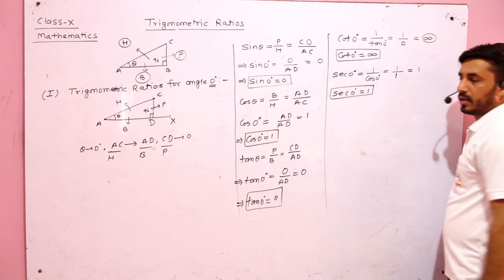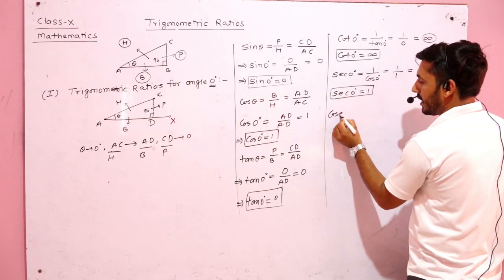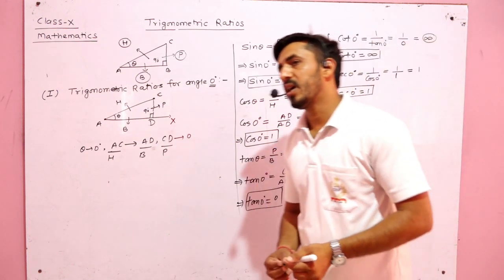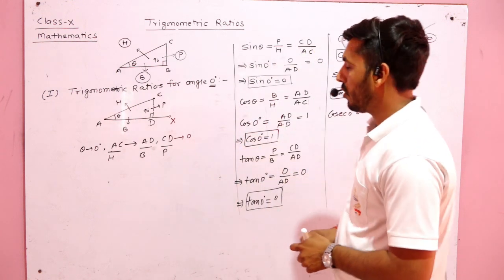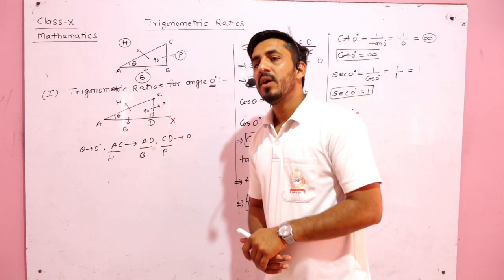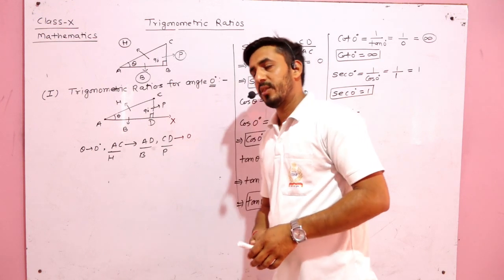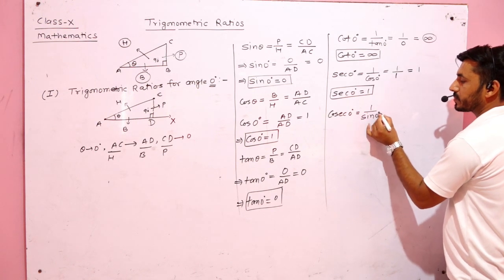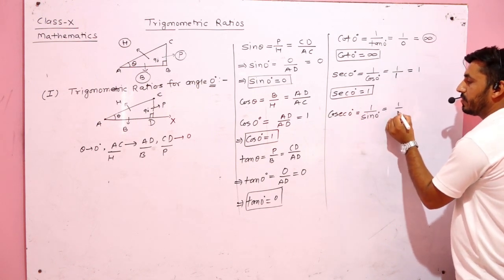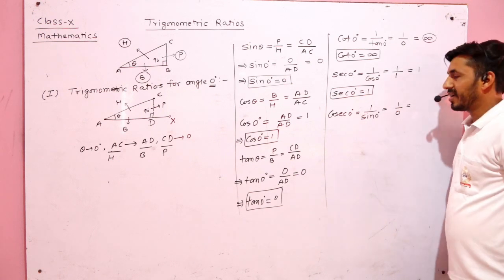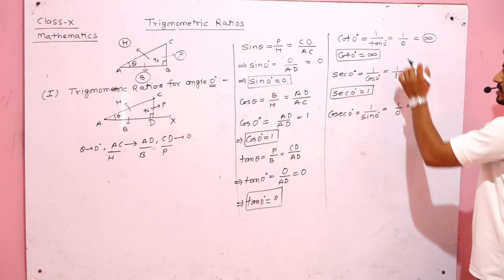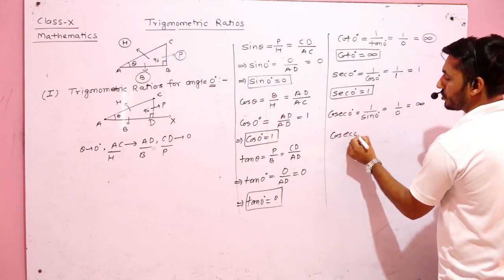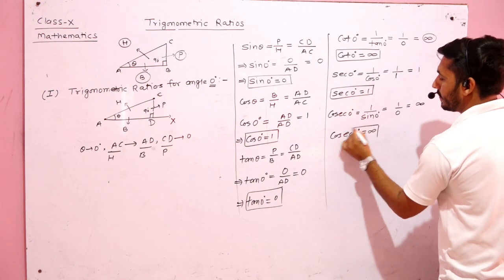And the last one, cosec 0. As we have studied earlier, what is the relation of cosec theta and sin theta? We know cosec theta is the opposite trigonometric ratio of sin theta. Then I can write cosec 0 is equal to 1 upon sin 0. The obtained value will be 1 upon 0, and it is defined as infinite. Okay, in this condition cosec 0 degree is equal to infinite.